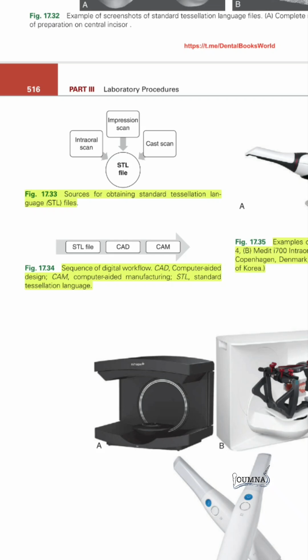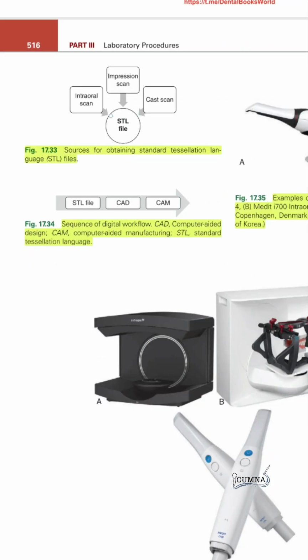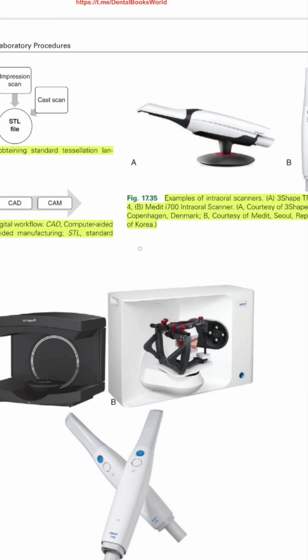So there are 3 ways to get the STL file. We can do a direct scan of the intraoral teeth, or we can do a scan of the impression, or we can do a scan of the cast. When we get the STL file, which is the triangulation of the object, it is manipulated using a CAM software program to get the manufacturing of the first file that we got.